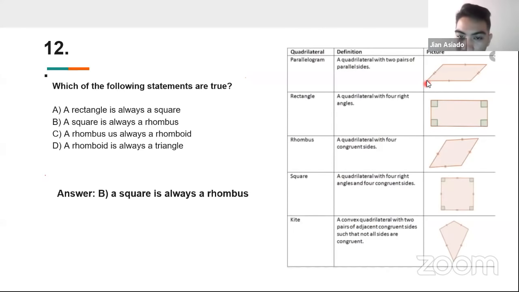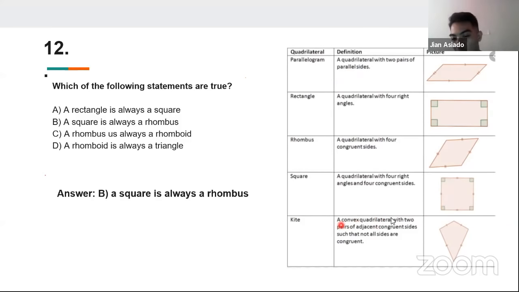Pag sabihin parallelogram, sides yung pinag-uusapan, walang angle. Now, si rectangle naman, quadrilateral with 4 right angles. So, ito angles yung pinag-uusapan, puro 90. Then, ito naman si rhombus, quadrilateral with 4 congruent sides. So, basta equal lahat ng sides mo, meron kang rhombus. Pero si square, rhombus siya, equal kasi lahat ng sides, pero 90 degrees pa.